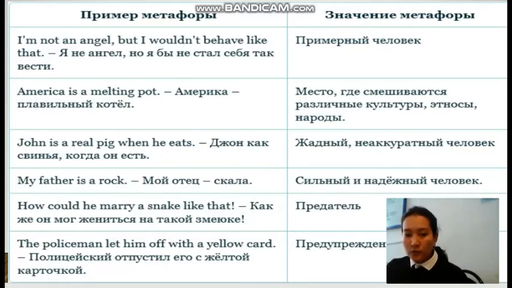Дальше у нас идет "How could he marry a snake like that?" Как же он мог жениться на такой змеюке? То есть a snake в этом предложении метафора означает плохое значение, предатель. То есть человек, которому нельзя доверять. Перенесение значения. "The policeman let him off with a yellow card." Полицейский отпустил его с желтой карточкой. A yellow card — это предупреждение. Тут тоже перенесение значения. То есть yellow card — это предупреждение.